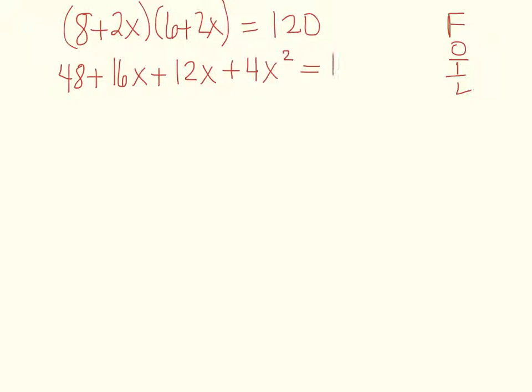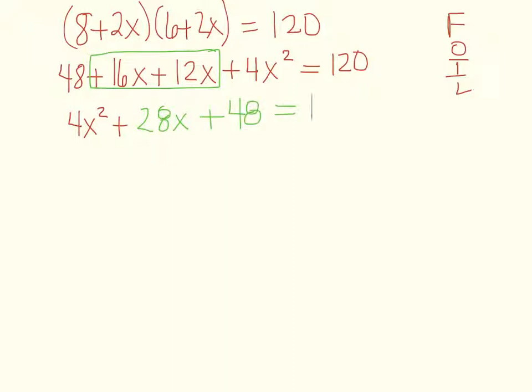Now that is still equal to 120. Okay, let's clean this up a little bit. I'm going to write the 4x squared term first to start getting it into standard form. I'm going to combine my two middle terms here. 16x plus 12x is 28x. And then I'm going to put the 48 last, and it's still equal to 120.